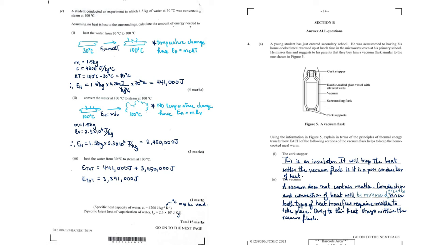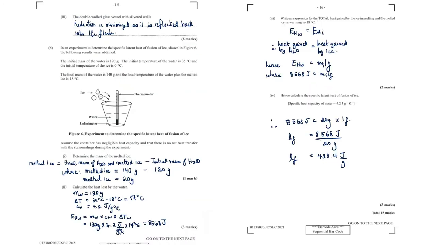Then for the vacuum, a vacuum doesn't contain any matter. Therefore, conduction and convection of heat will be minimized greatly since both types of heat transfer require matter to take place. Owing to this, heat stays within the vacuum flask. Then the double-walled glass vessel with silvered walls. So radiation is minimized as it is reflected back into the flask, and we know that glass is a very poor conductor of heat, so you could actually add that, and this would have given you your 6 marks. Then down below we have a little working out.